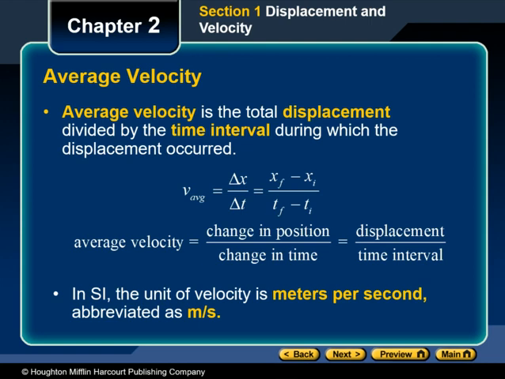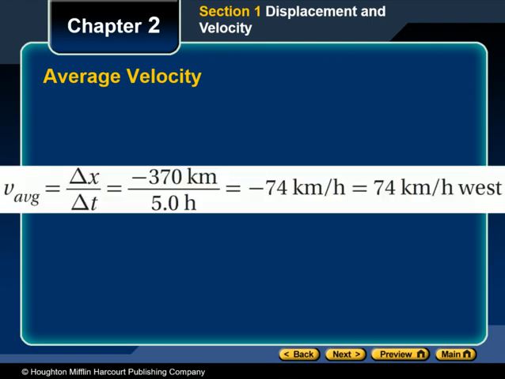As an example, consider a car trip to a friend's house 370 kilometers to the west, the negative direction, along a straight highway. If you left your house at 10 a.m. and arrived at your friend's house at 3 p.m., your average velocity would be as shown on the screen here. Your value is an average. You probably did not travel exactly 74 kilometers per hour at every moment.